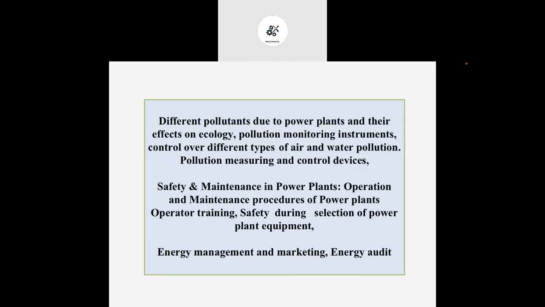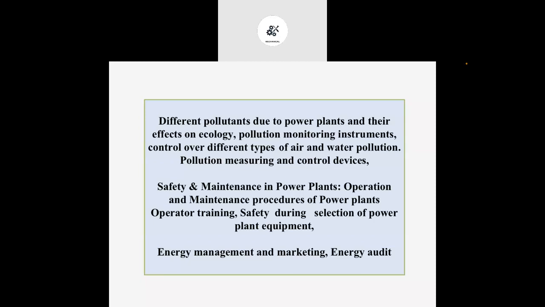The second point concerns safety and maintenance in the power plant. As we know, during operations or after some period we have to carry out maintenance of the power plant, and there must be safety procedures, or safety systems, installed in the power plant. So the safety of the working force should be considered. In safety and maintenance, we are going to see the operation and maintenance procedures of the power plant, different operator skill requirements, and safety during the selection of power plant equipment. All those we are going to cover in this chapter.